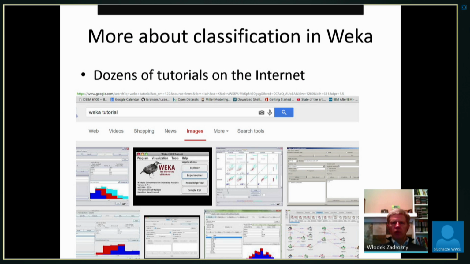More about classification in WEKA. There's plenty of information on the internet. If you have a particular problem, the easiest way is to use one of the tutorials on the internet. You can find them either by looking at the link or just looking at the pictures. So if you want information about the visualization or about putting together a WEKA project, you can just look at some of these pictures, click on the link, and find additional information.